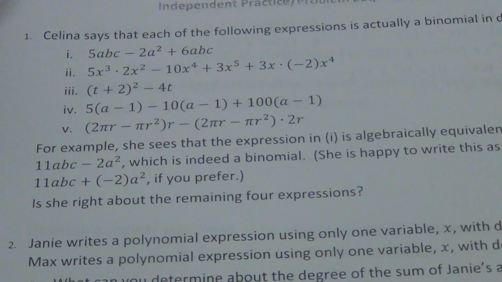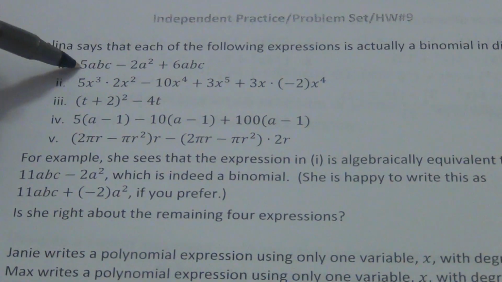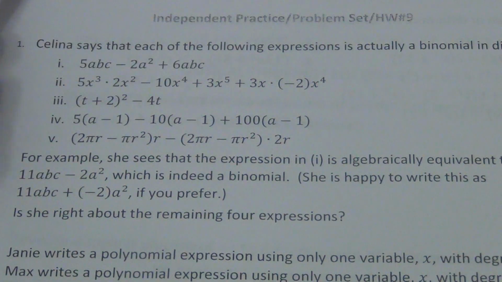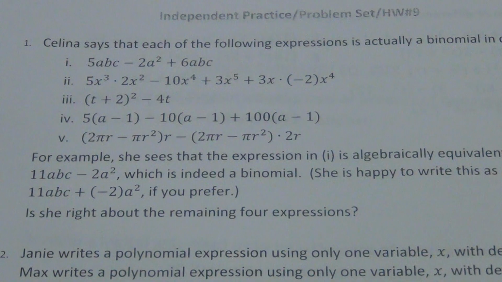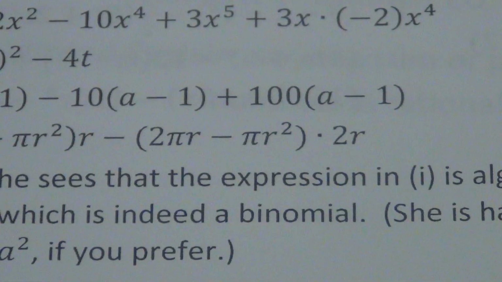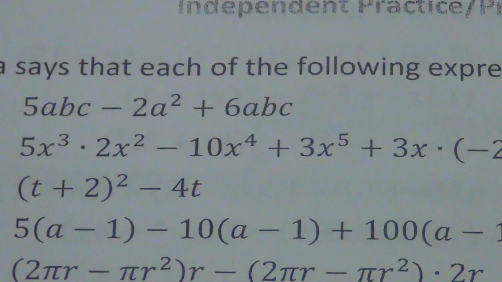So how was she able to express? Okay, so negative 5abc minus 2a squared plus 6abc. So what I'm going to do is, okay, you read the whole thing, and now I have to make sure that everybody understands this.